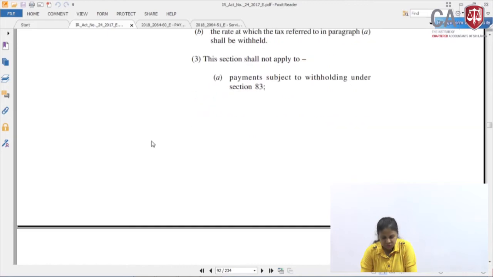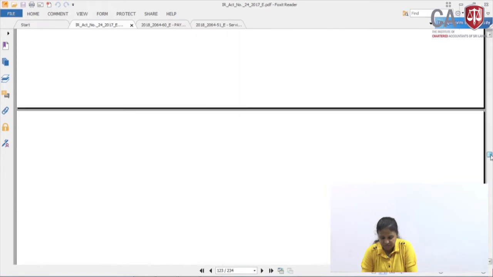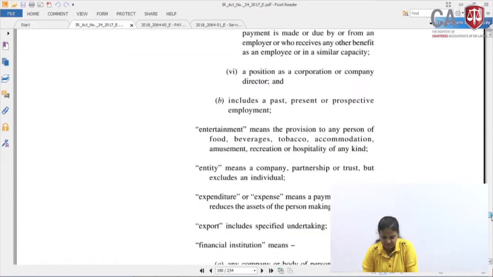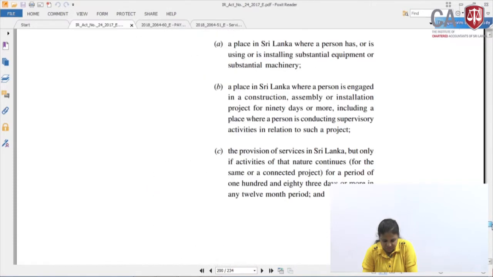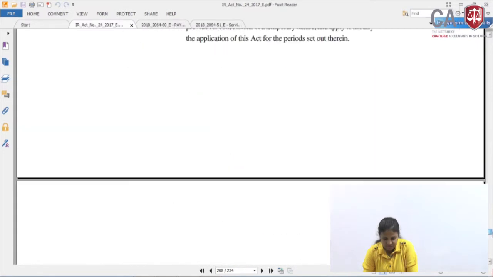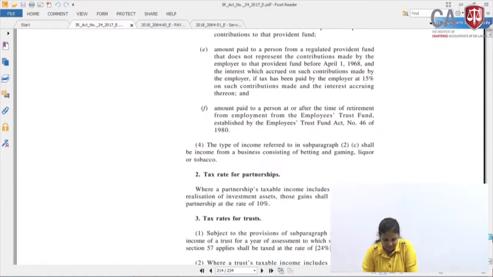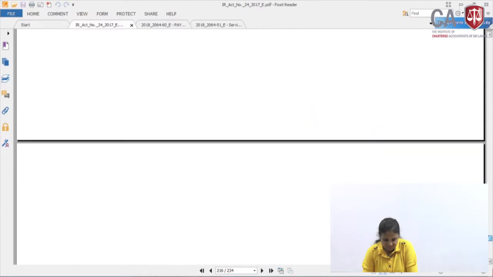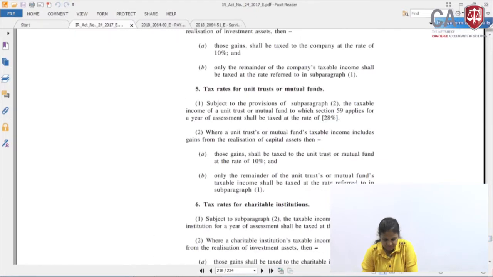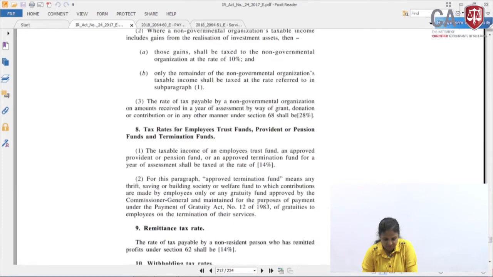Now I need to go to the first schedule, para 10. First schedule para 10, the first schedule for tax rates. Now we will look at paragraph 10 of the first schedule. Paragraph 10 of the first schedule. Here we go. Okay.